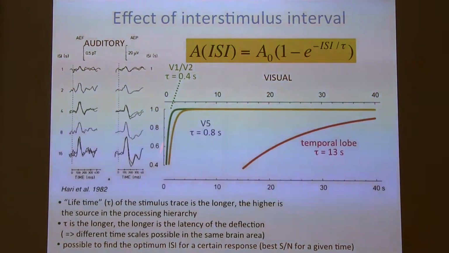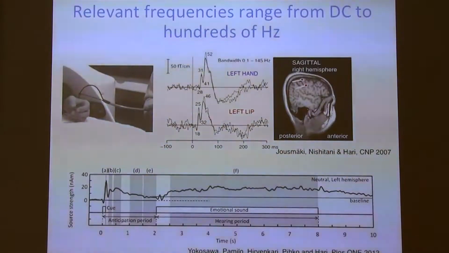Knowing this ISI dependence, we can find the optimum interstimulus interval for a certain response, for best signal to noise in a certain measurement time. Because sometimes, for example, we would not like to keep the patient too long there.